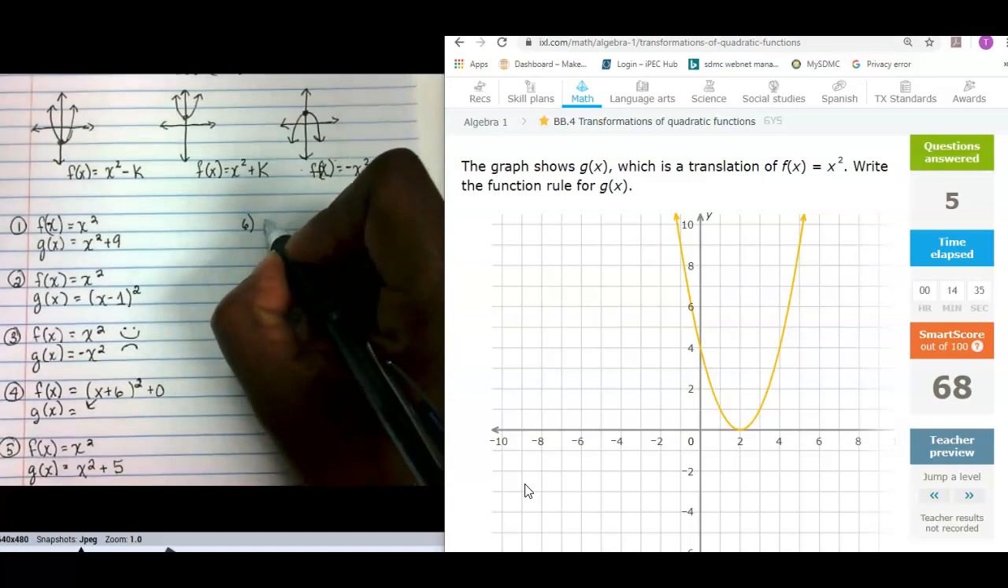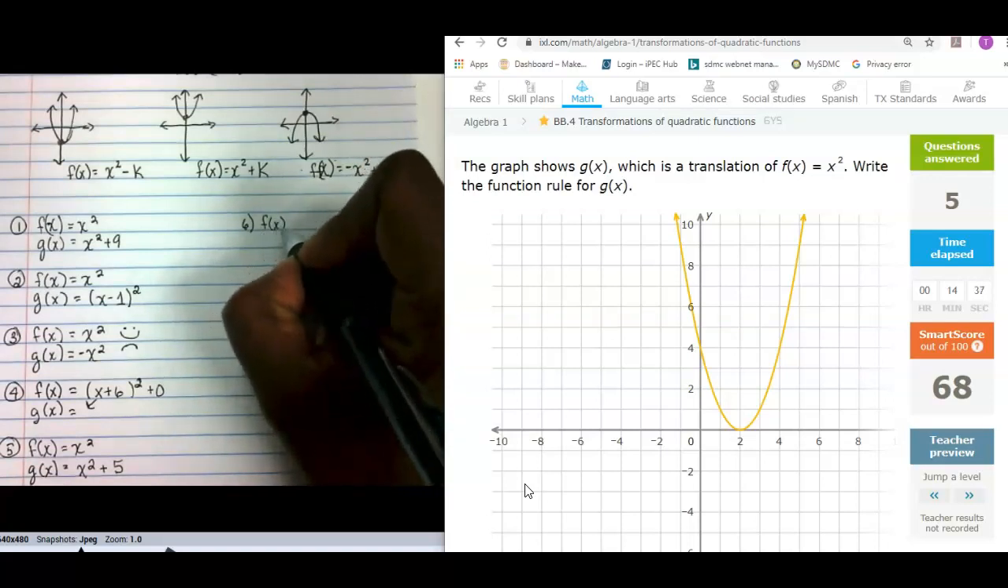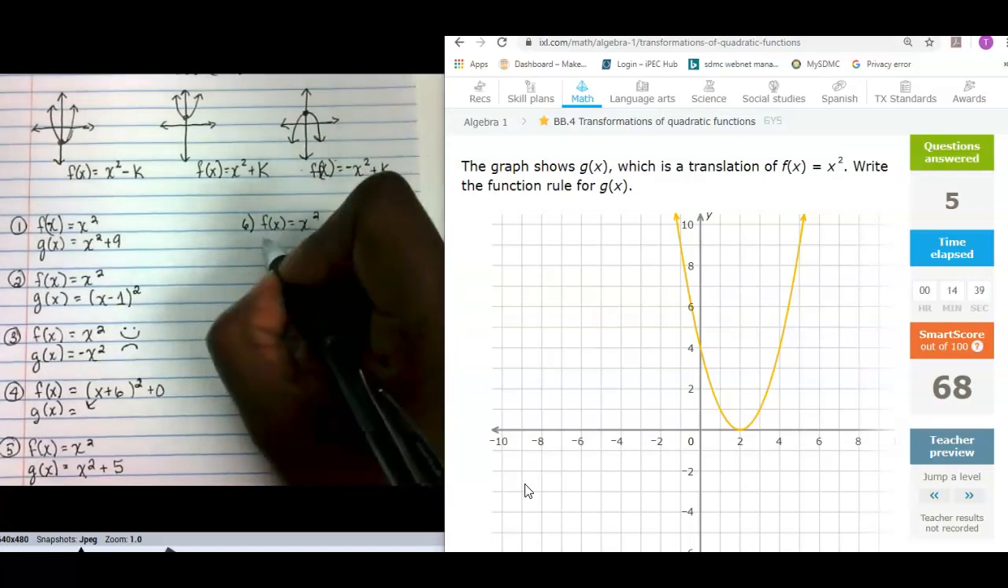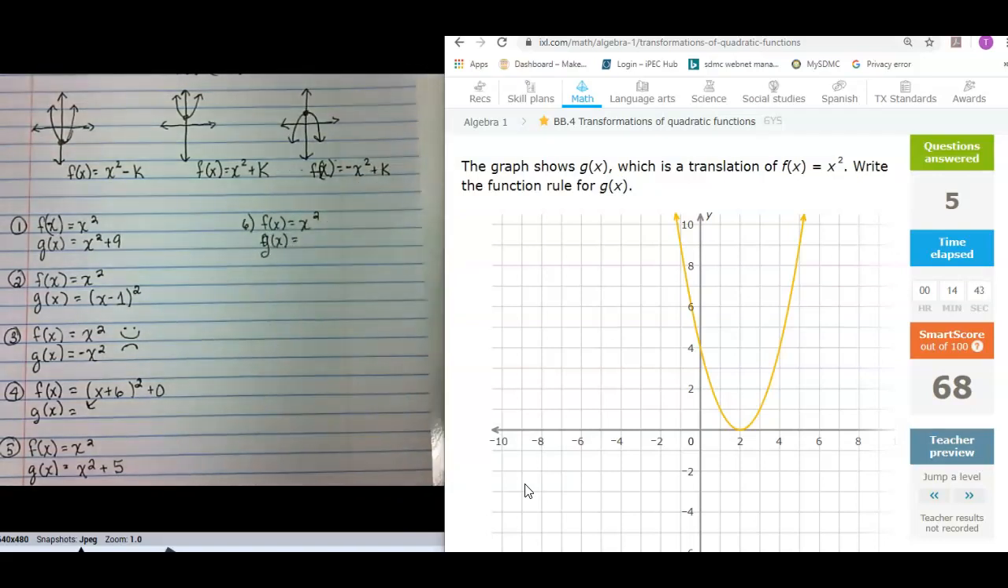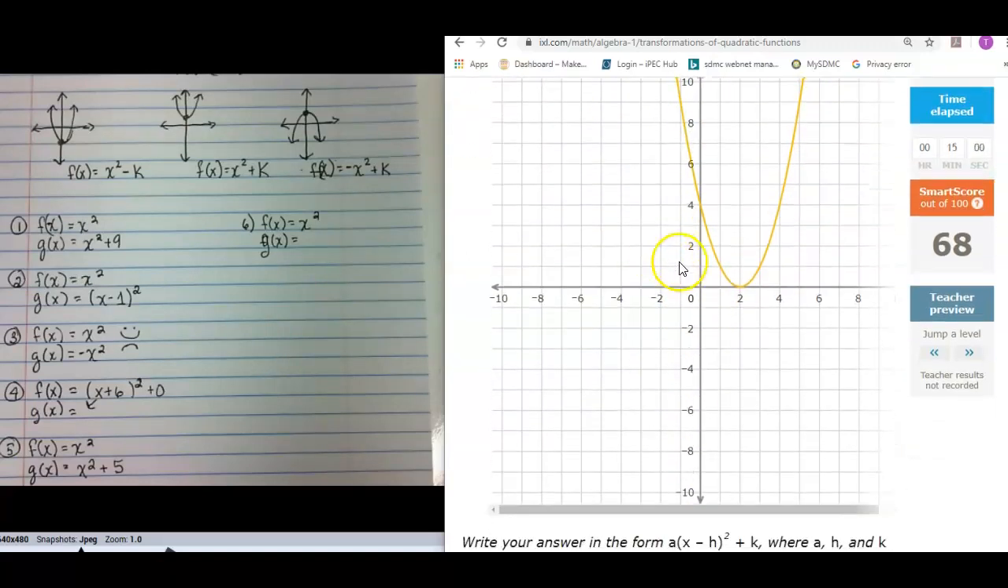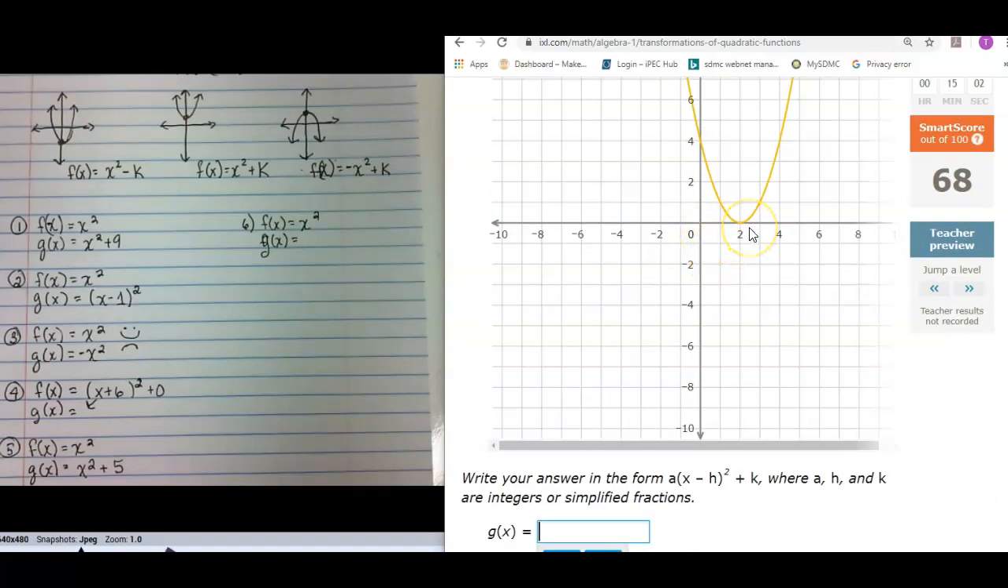So remember that f of x is our parent function, which is x squared. Now, we're going to see the new translation of g of x. So the graph shows g of x. This is what the translation looked like when it was done, of f of x, which is the original parent function. Write the function rule. In other words, write what it did. So we see that it moved 2 units to the right.